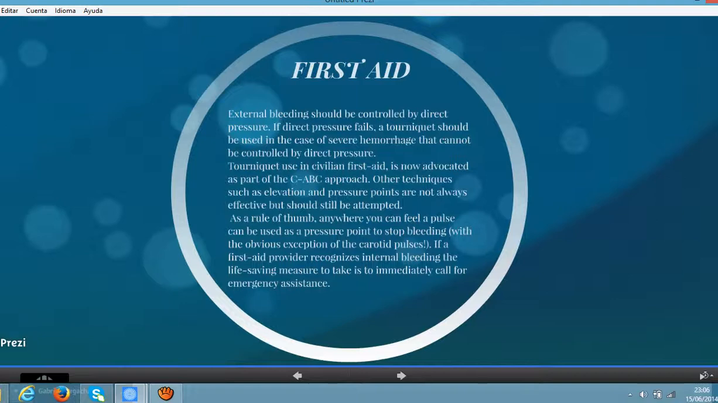As a rule of thumb, anywhere you can feel a pulse can be used as a pressure point to stop bleeding, with the obvious exception of the carotid pulse. If a first aid provider recognizes internal bleeding, the life-saving measure to take is to immediately call emergency assistance.